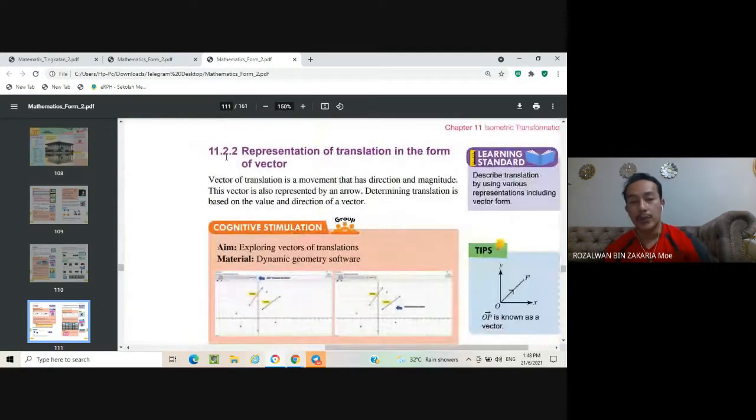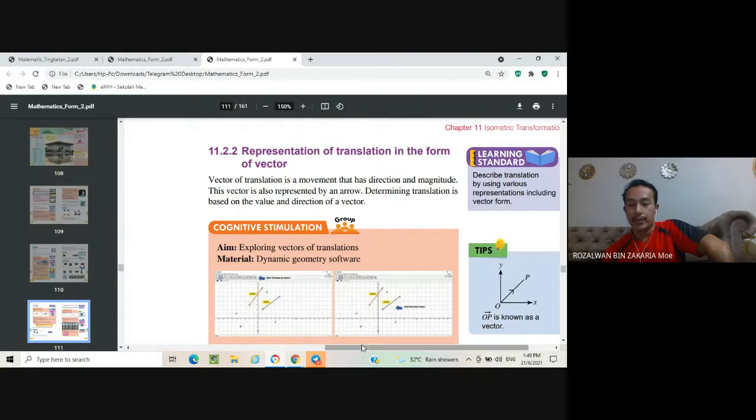Subtopic 11.2.2, representation of translation in the form of vector. Vector of translation is a movement that has direction and magnitude. Magnitude means the value. This vector is also represented by an arrow. Determining translation is based on the value and direction of the vector.